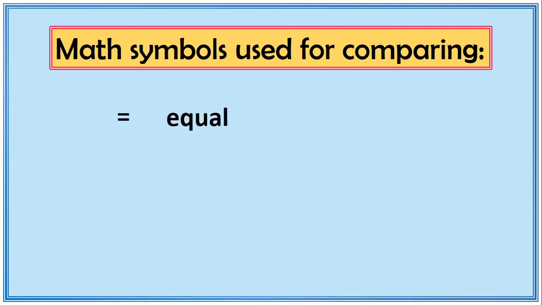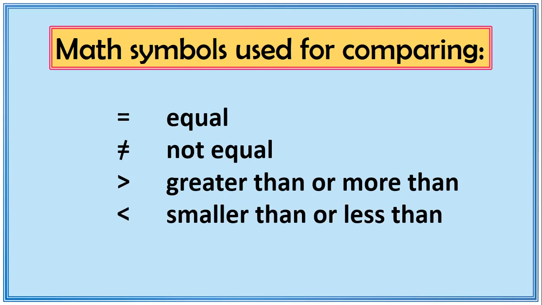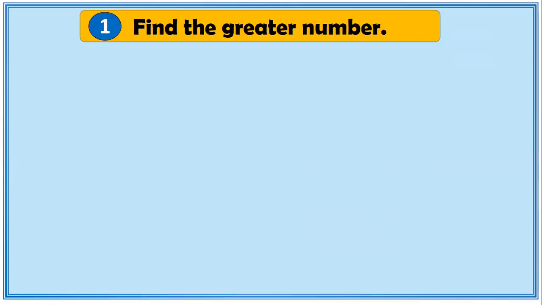So we have equal sign or the equal symbol, not equal. This one means greater than or more than. And this symbol means smaller than or less than. So again, this symbol represents equal, not equal, greater than or more than. And the last one is smaller than or less than. So now let us have examples.